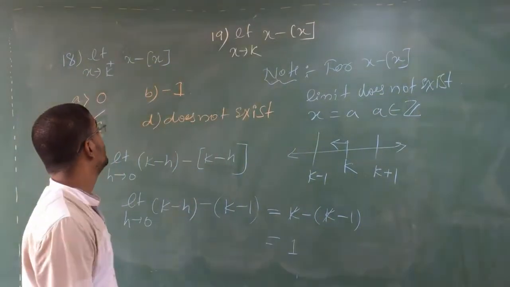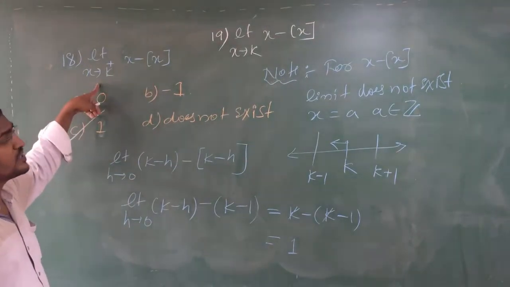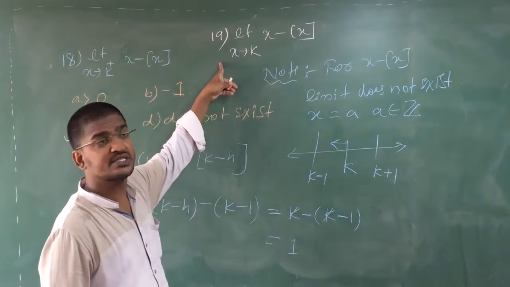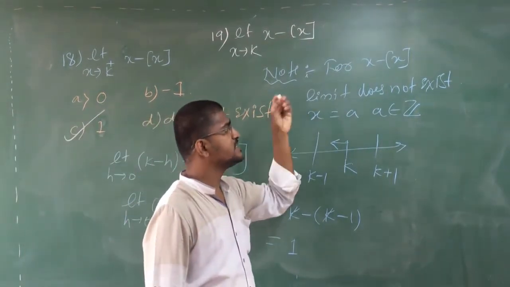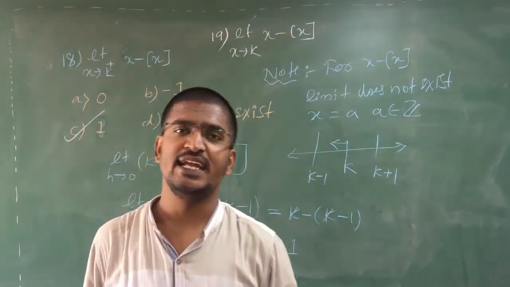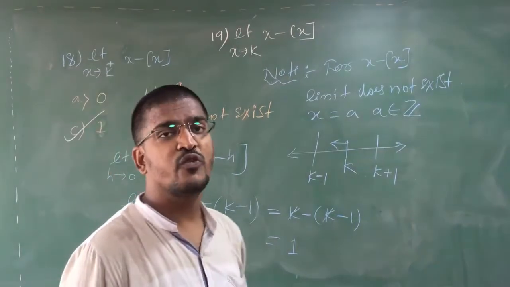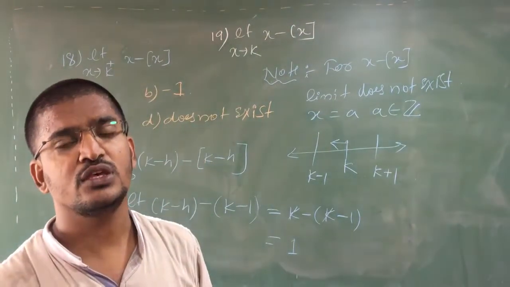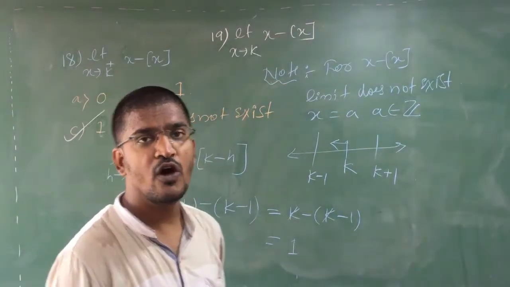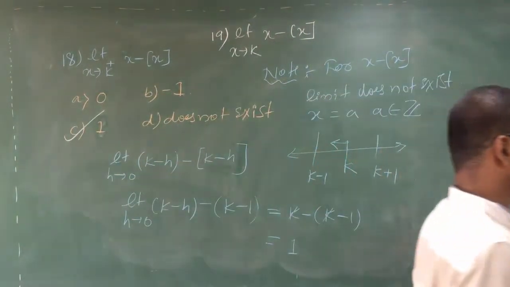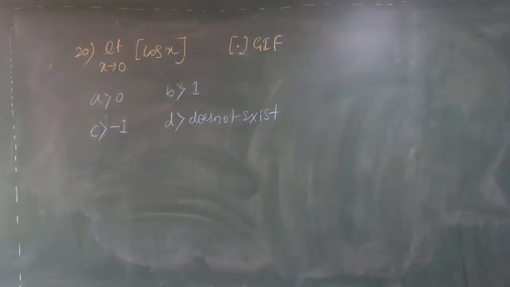Clear? Okay. So limit x tending to k plus of x minus greatest integer x. Check yourself, 19, check yourself. These are the same options for 19 also. Make this as a note. If x is an integer, then the fractional function will have no limit. Clear? Okay. Now I will move to problem number 20. Okay students, see problem number 20.